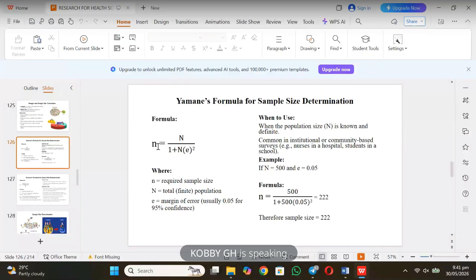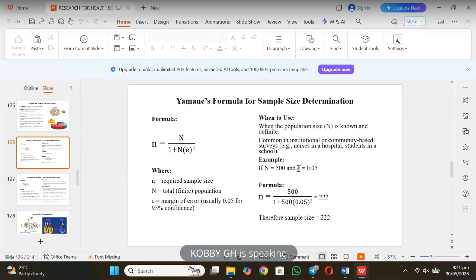Okay, yes. So n is equal to capital N over 1 plus capital N into brackets e, close the bracket, raised to the power 2. Simple as that. This is what we call Yamane's formula. So in the question, if we give you the N to be 500, and let's say we tell you the confidence level is 98%, what will be the e? What will be the e?